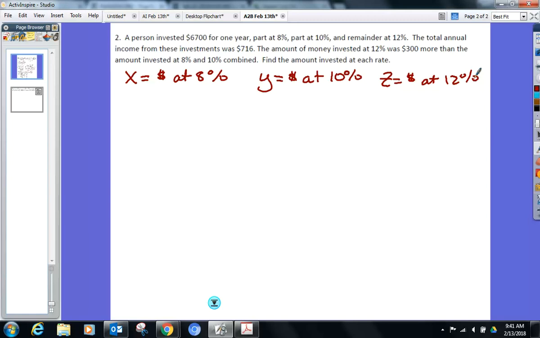I'll wait till everybody catches up here. $6,700 I invested. Can you write me an equation that says I invested $6,700? It has nothing to do with the percents. It's just the money I put in there, $6,700. What are we looking at here? X plus Y plus Z equals $6,700.